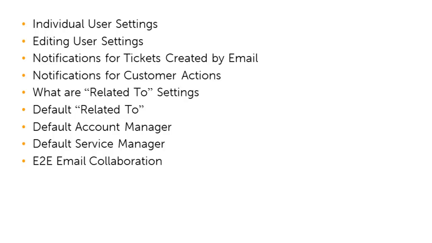We walked through how an individual can access their settings and edit them. We also went through how, as an admin, I can access my user's settings and edit them. We talked about notifications for tickets that are created by email, as well as notifications from customers' actions. We set up a default related to, and we talked through how being related to a ticket acts with my notifications. Last but not least, we walked through a little bit of our end-to-end email collaboration tool, on how when we send notifications out to users and customers, they can reply back in email, and we can do the same or access them and reply to them through the ticket log.